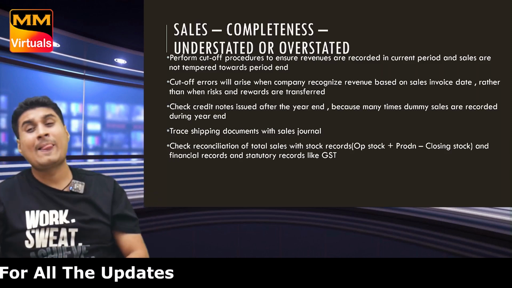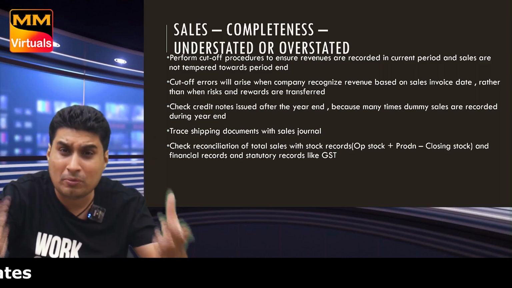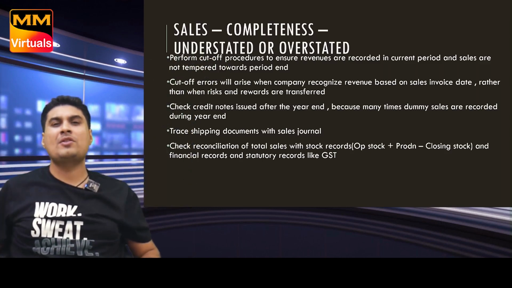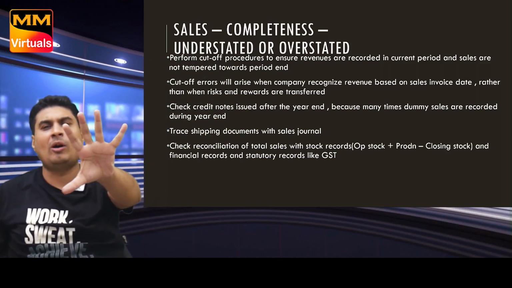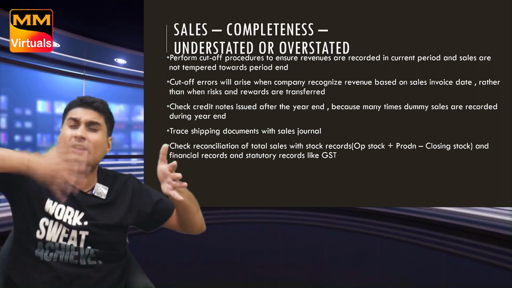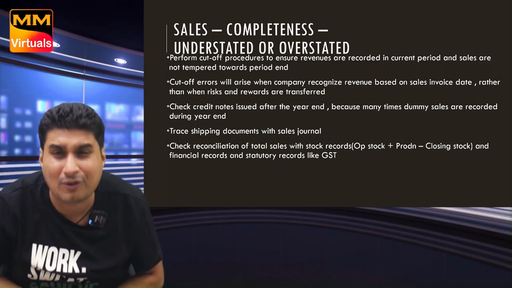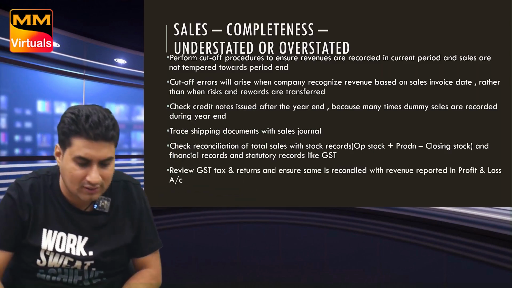Opening stock plus this much production minus closing stock should match with your sales figure. Okay, unit wise, we are not telling amount wise. Opening stock plus production: this much stock plus what you produce, minus this much leftover stock. Balancing figure should be the same. Okay. And then check with GST records.